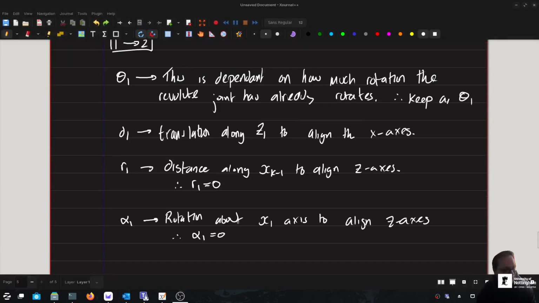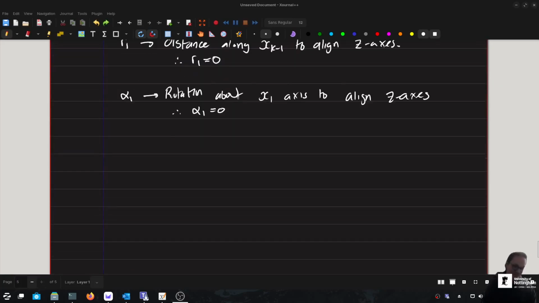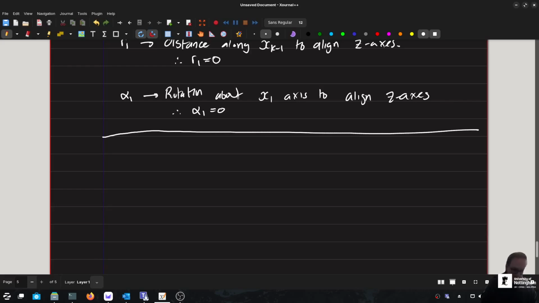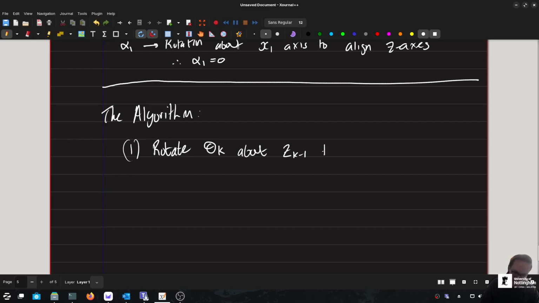So now you know how to assign all of the parameters. This method we're learning about is an algorithm. So therefore, what is the algorithm we actually have to perform? The different steps. So first one, and this is after we've assigned all the frames, of course, we need to rotate theta k about zk minus 1 to align the x-axis.